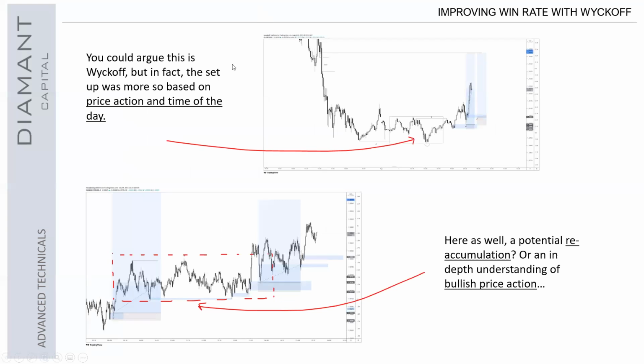So you could argue this is Wyckoff, but in fact, the setup was different. In this example right here, we've got a few things going on. We've got the Asian range, and we've got a London reversal back to the equilibrium of that Asian range. Other people, if they were looking at this, would say this is Wyckoff. Me personally, when I was trading this, I didn't have the Wyckoff annotations linked up or the phases split up. All it was was an in-depth understanding of price action and understanding that we're now moving bullish because of certain breaks of structure, certain confirmations. But yeah, that's all it is.